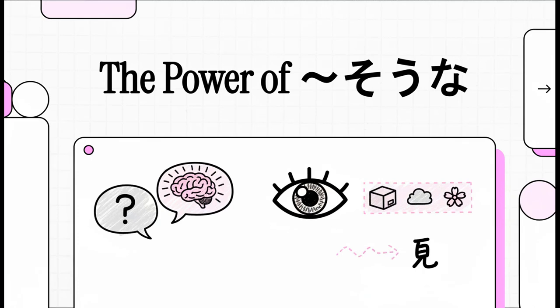In Japanese, it's pretty simple to say what something is. But what about when you don't know for sure? How do you talk about how something seems to be, just based on how it looks? Well, let's unlock a really simple but powerful tool that does exactly that.